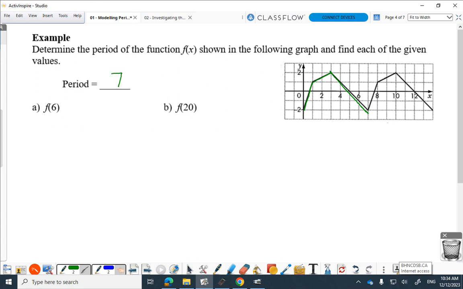And then it asks for a couple of function values. This should be pretty straightforward. The function value at 6, and I'm challenging myself here to change colors, okay? Because I'm just learning with this pen. I'm going to switch to red. Does it?